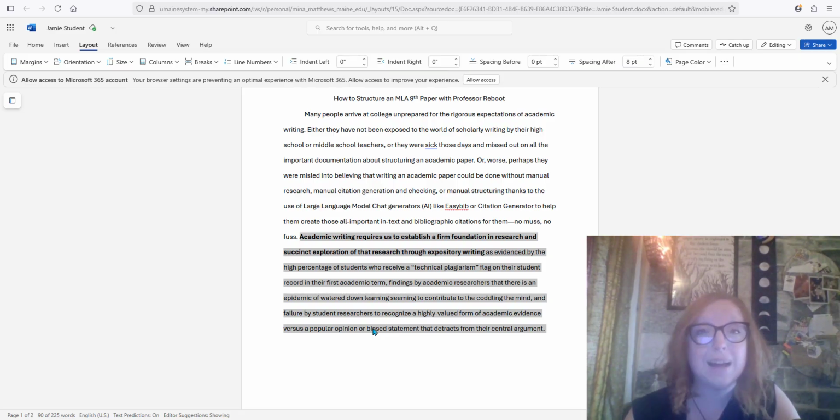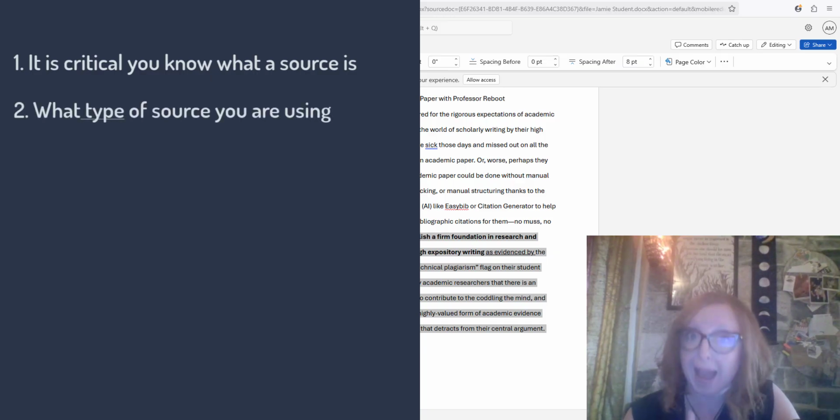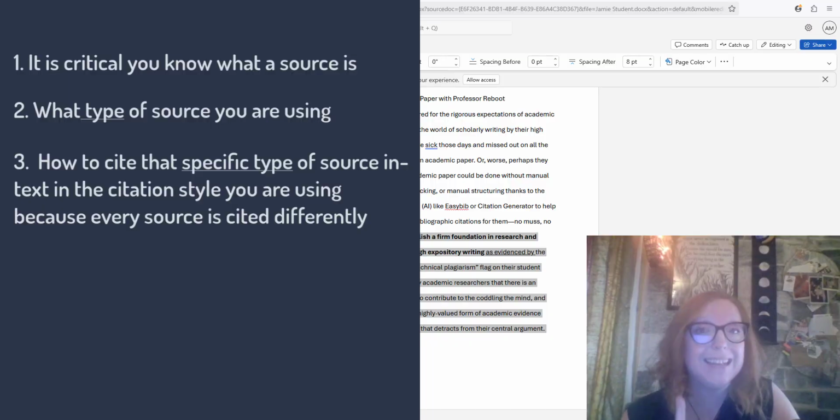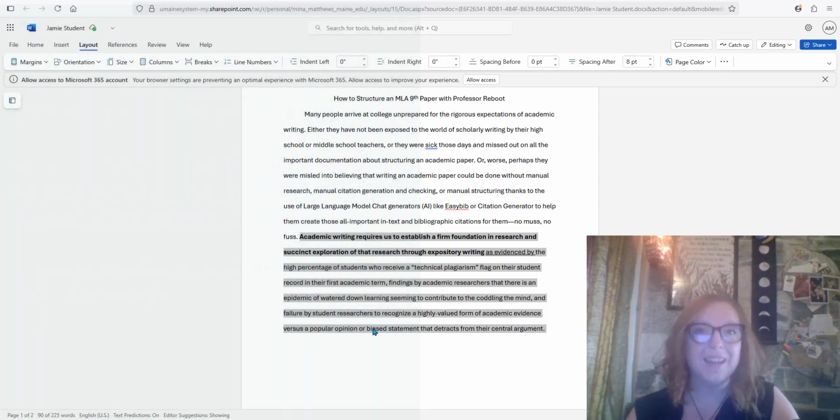So before you attempt to write a paper, it is critical that you understand what a source is, what type of source you have, how to cite that particular source, because every source is cited differently, and then how to generate the bibliographical citation that goes with it. This concludes how to set up your first paragraph, your thesis, and your thesis map.